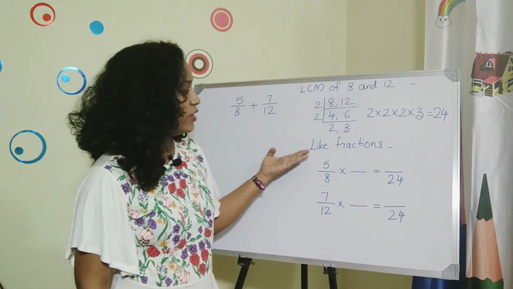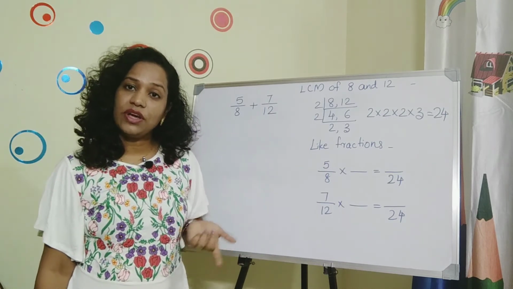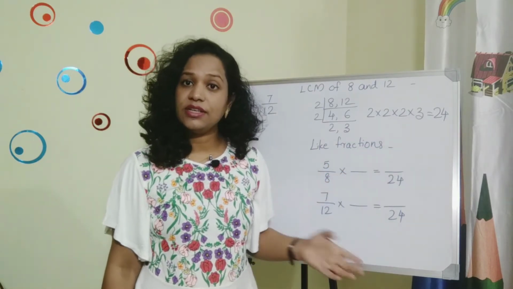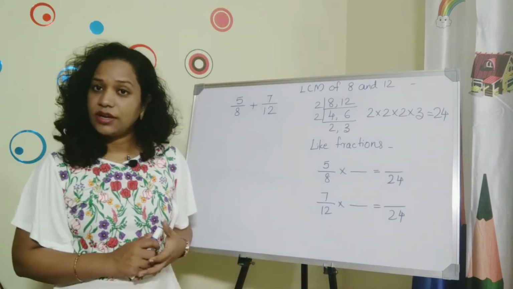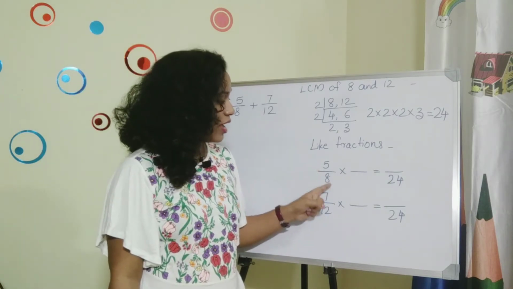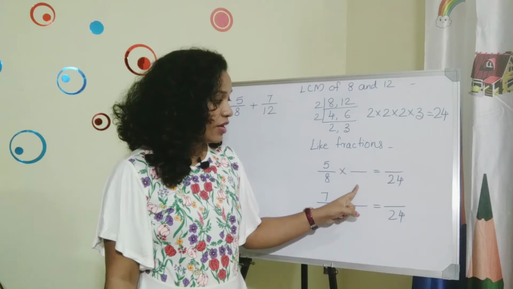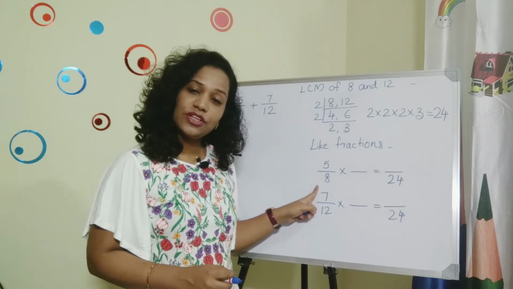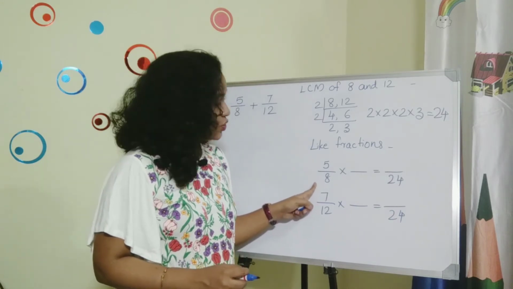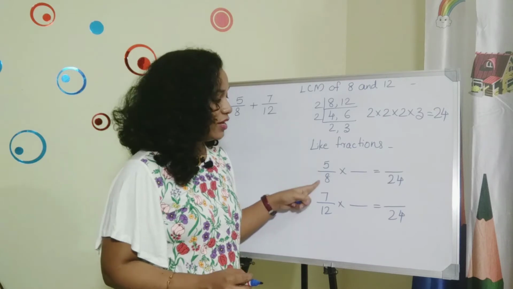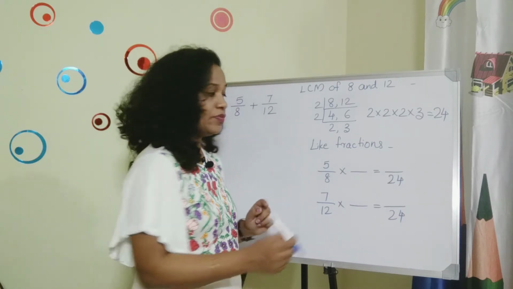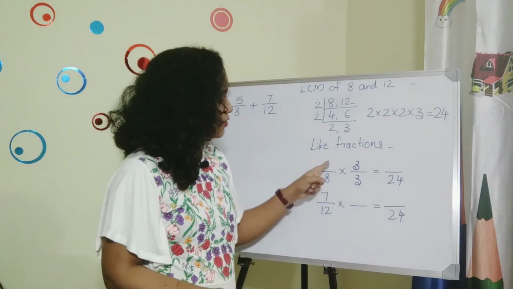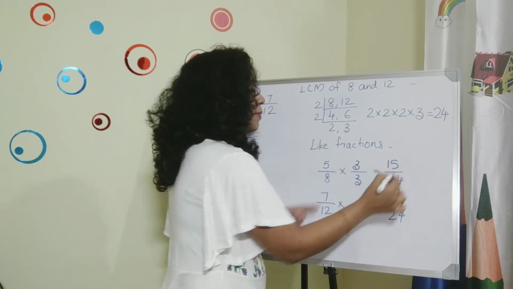Now we have to convert them to like fractions. So how do we convert them to like fractions? We have to get this 24 as the common denominator, right? Let's see, 5 by 8 into what will give us a fraction with the denominator 24. 8 into what is 24? 8 into 3. So we have to multiply the numerator and the denominator by 3. So here I am writing 3 by 3. So what will be our answer? 5 3s are 15 by 24.